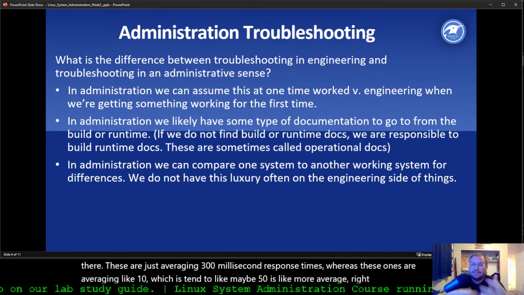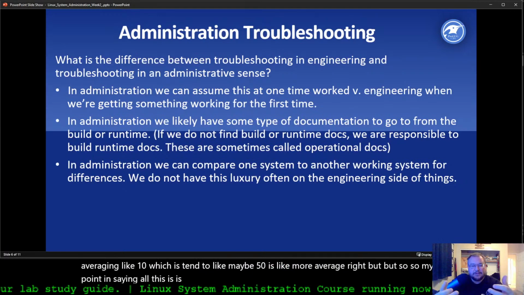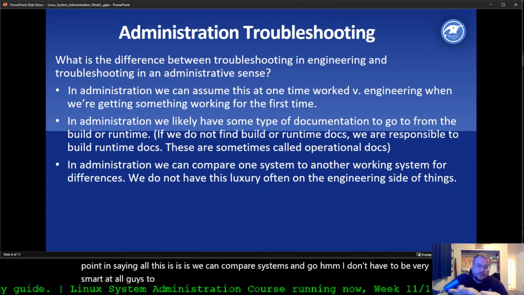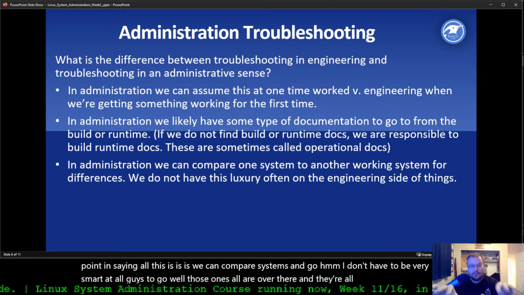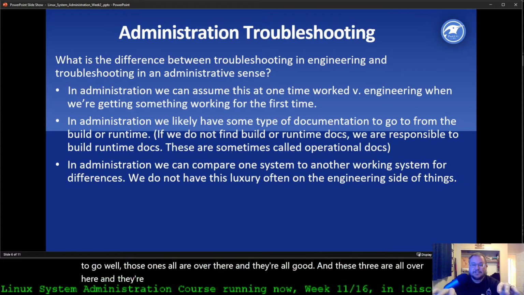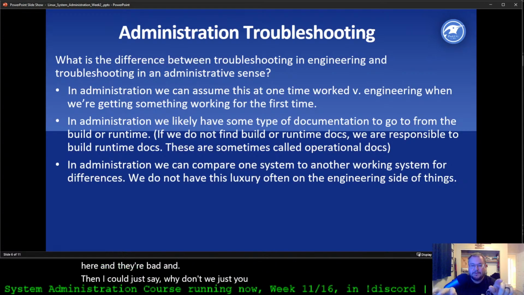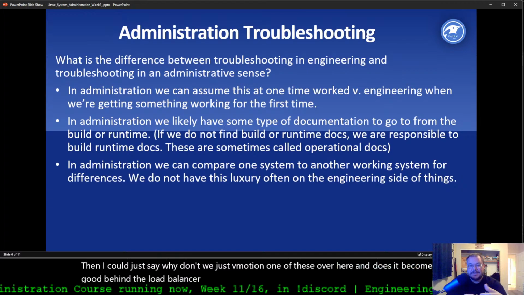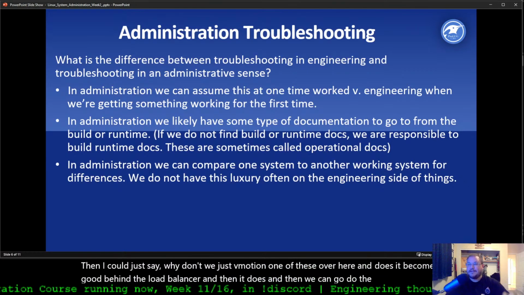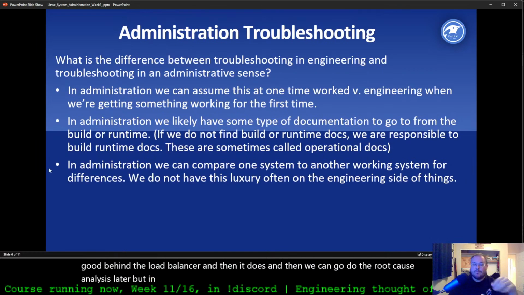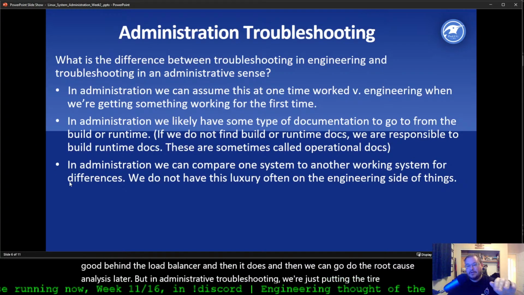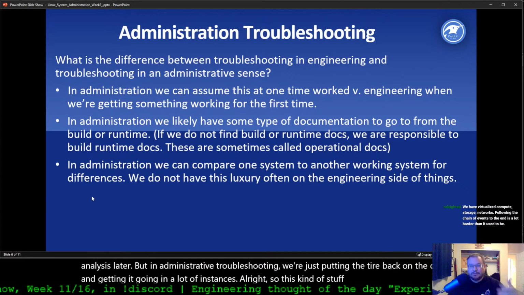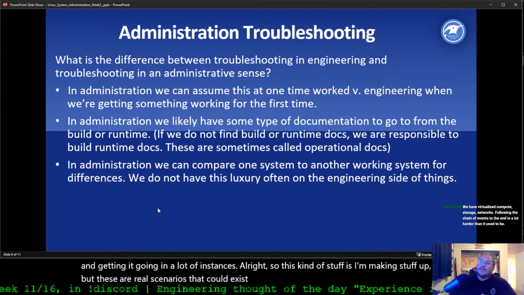My point in saying all this is we can compare systems. I don't have to be very smart at all, guys, to say, well, those ones all are over there and they're good, and these 3 are all over here and they're bad. Then I could just say, why don't we vMotion one of these over here, and does it become good behind the load balancer? And then it does. And then we can do the root cause analysis later. But in administrative troubleshooting, we're just putting the tire back on the car and getting it going in a lot of instances. I'm making stuff up, but these are real scenarios that could exist. So that's administrative troubleshooting.